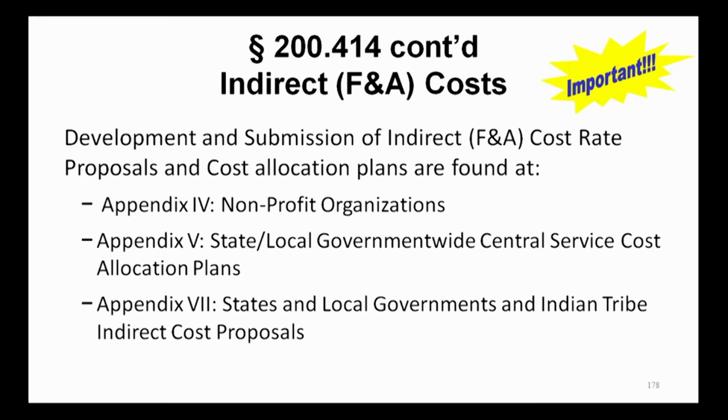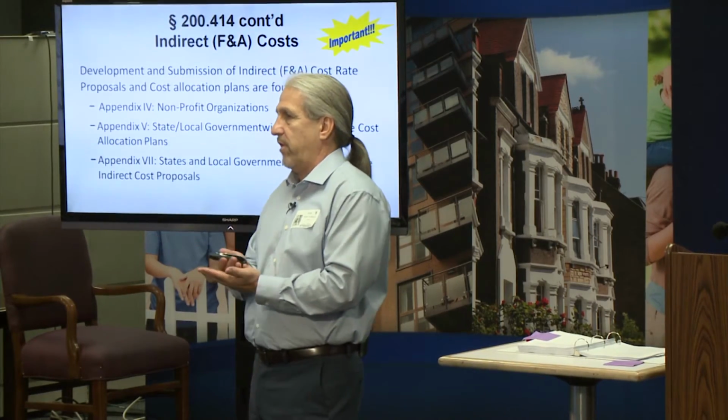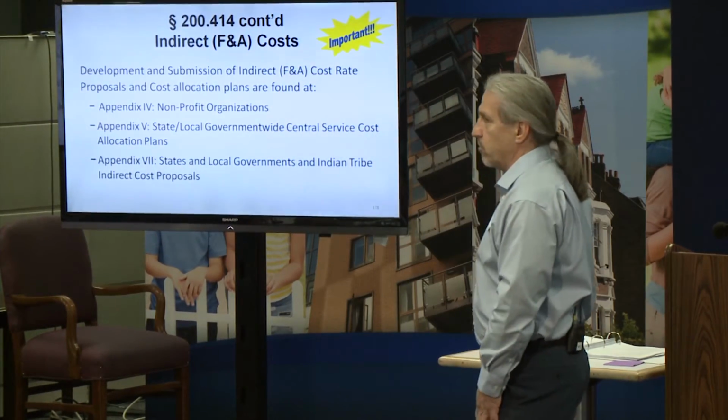They've changed their location, so now they are in the appendix of the entire 2 CFR 200. For the indirect cost rate proposals for nonprofits, it's in Appendix 4. State, local, government-wide central service cost allocation plans are in Appendix 5. Most importantly for our tribes, Appendix 7 is the state, local governments, and Indian tribe indirect cost proposals. In doing our side-by-side of the appendices, they haven't changed at all. Verbatim, everything was the same across the board, which makes it nice for us.